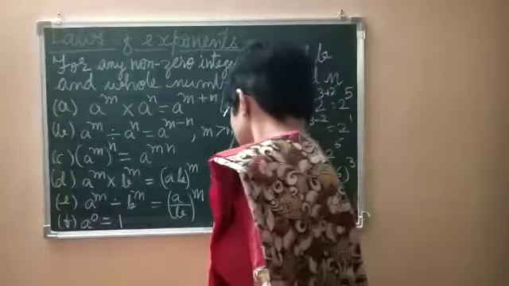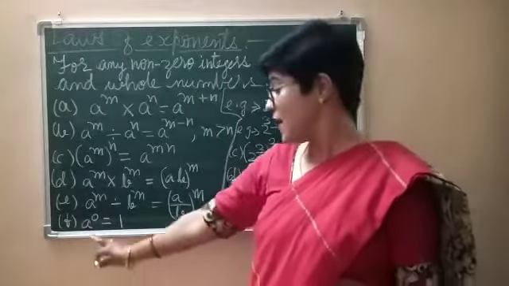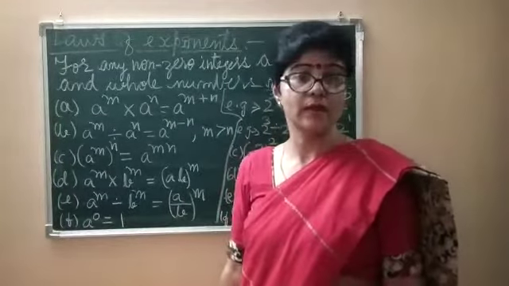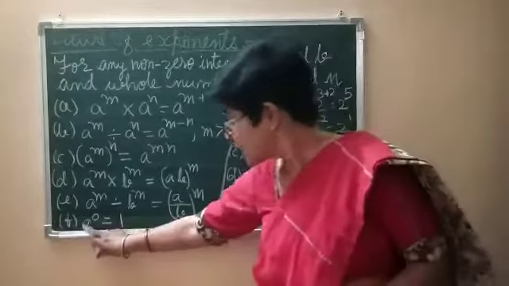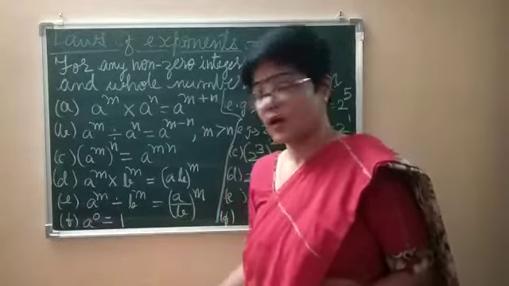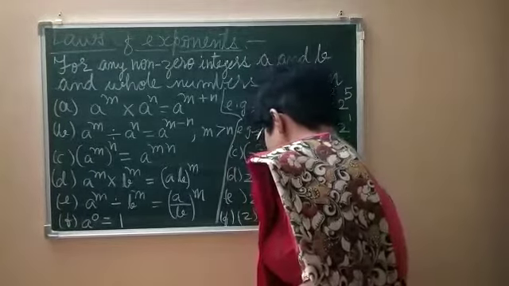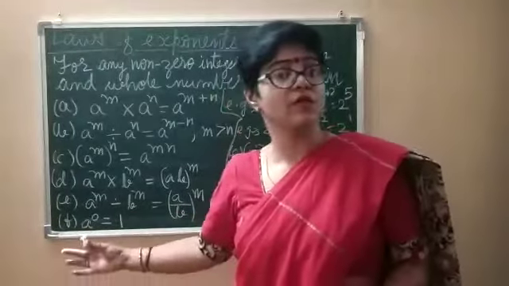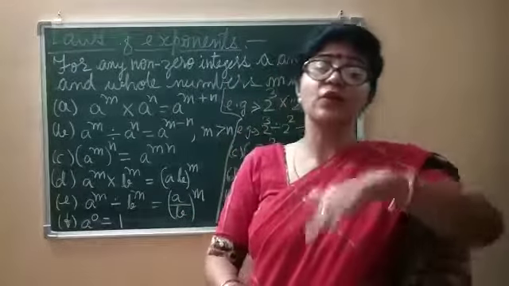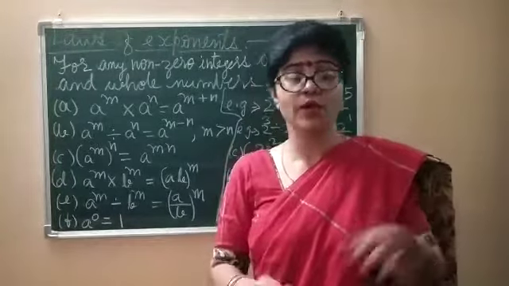Number F, a raised to the power 0 is equal to 1. It means you take here any number. Any number raised to the power 0 is 1. Like you take 2 raised to the power 0, it is 1. You take 3 raised to the power 0, it is 1. You take 1000 raised to the power 0, it is 1. You take 100 raised to the power 0, it is 1.